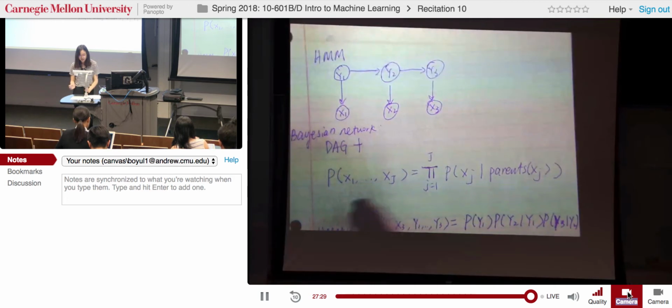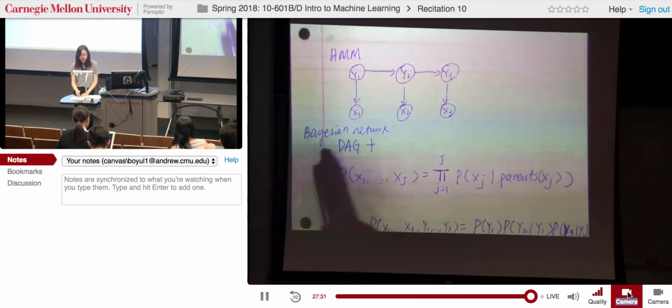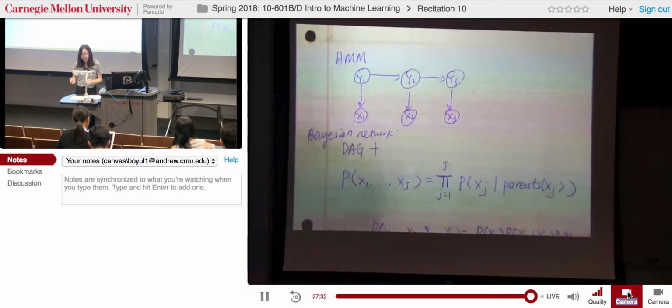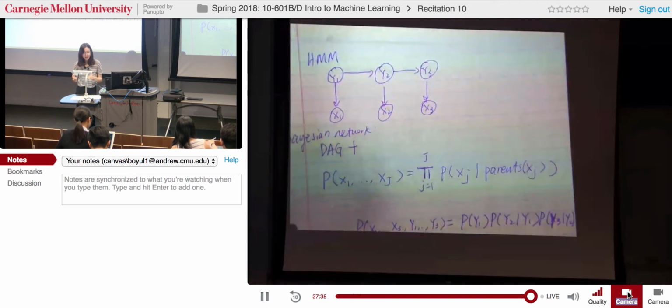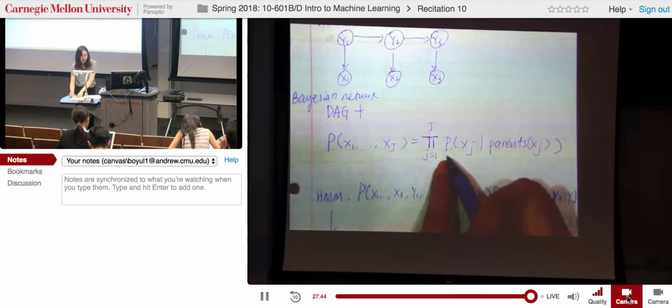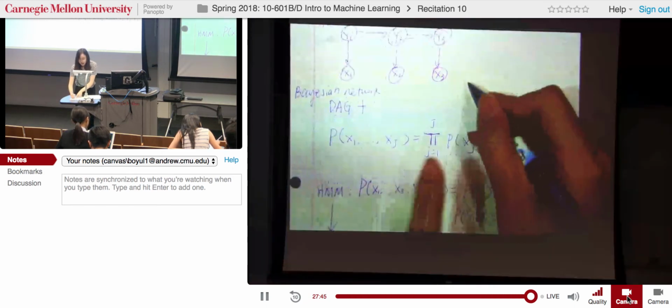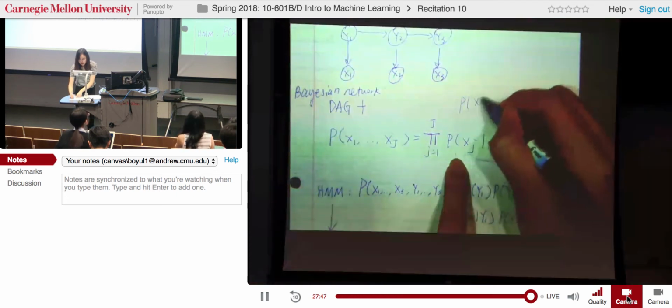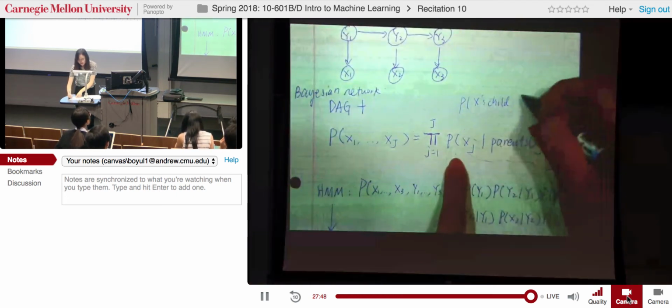Why do we call it a Bayesian network? Recall the definition of a Bayesian network. A Bayesian network is basically a DAG that satisfies the property that, if we denote all the variables inside a Bayesian network as x1 up until xj, then the joint probability can be broken down into the product of the probability of each variable given all its parents.